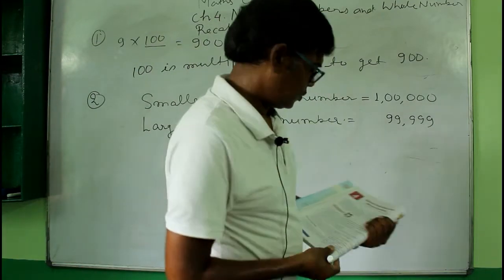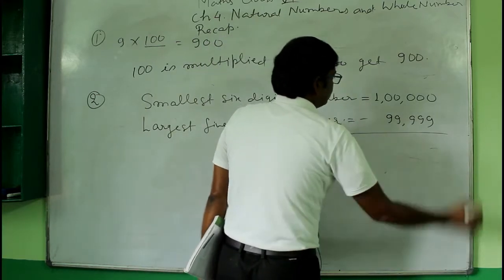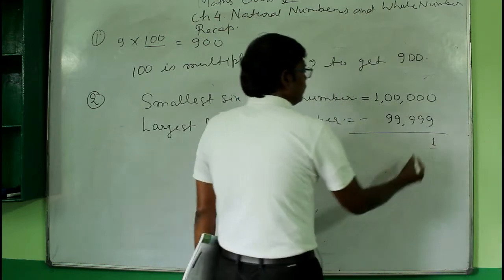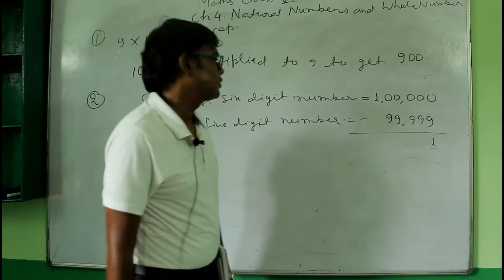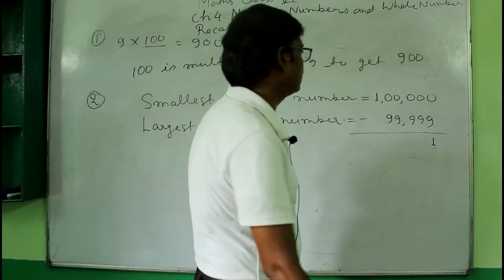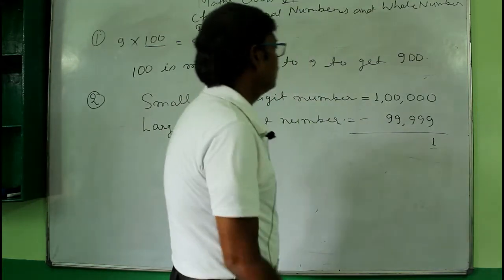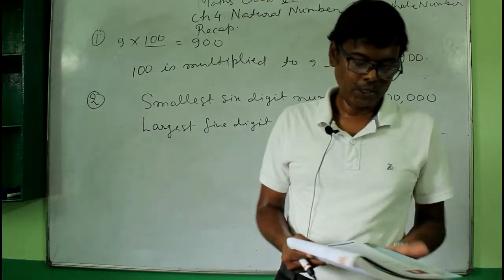So the difference: we subtract these two numbers and we will get the answer. Here it is 1, and everything else here is 0. So when you subtract 99,999 from 1 lakh, the answer will be 1. So the difference is 1.